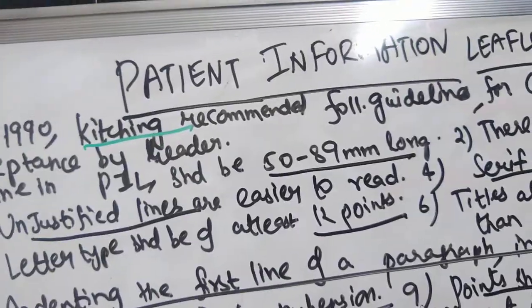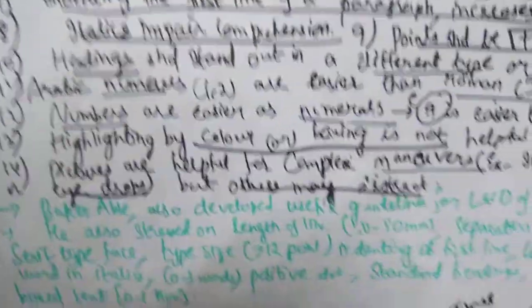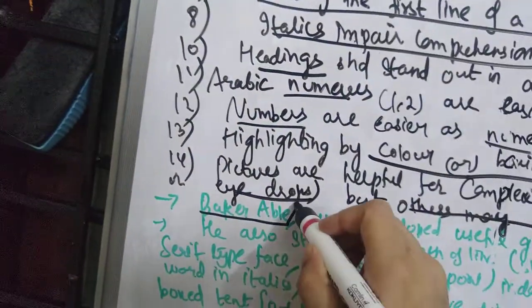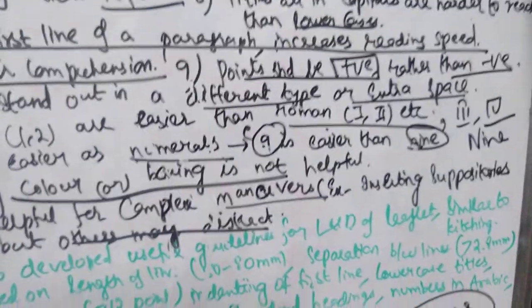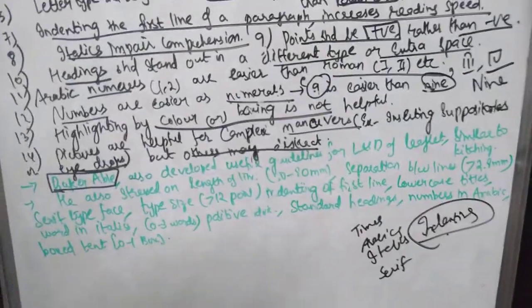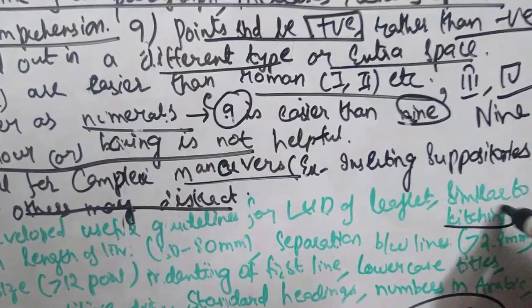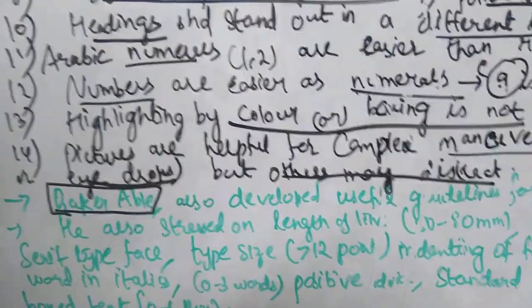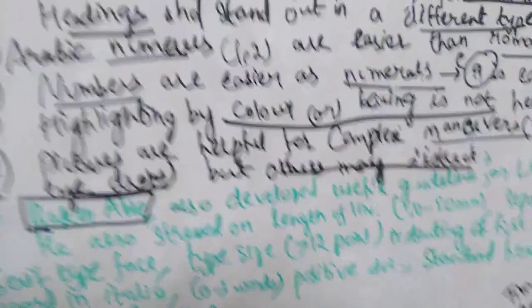So these were the guidelines given by Kitching. But there is one more scientist, known as Baker Abel. He also developed some useful guidelines for the layout and design of leaflets, similar to Kitching. All the guidelines we have discussed so far were proposed by Kitching. Another person also proposed a few guidelines, so let's see what those are. Mostly they are the same, so we'll just see what the differences are.